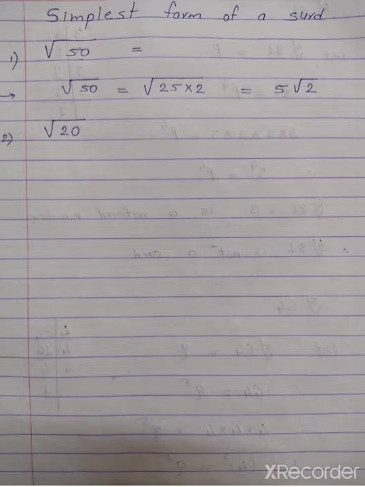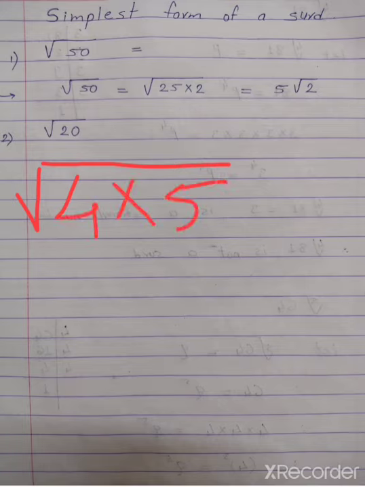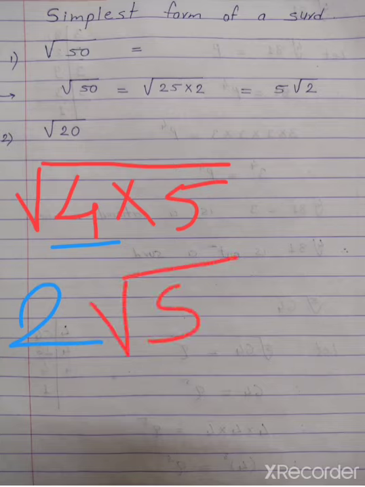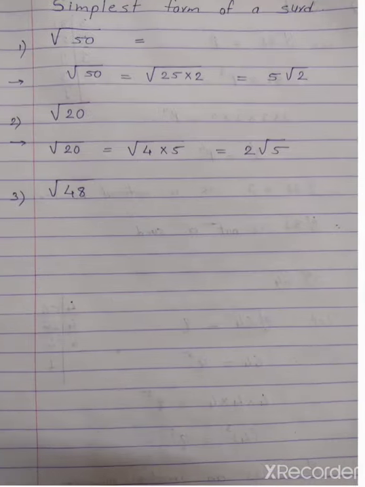Root 20. Here we can factorize this root 20 in the form of 4 times 5, because 4 fives are 20. Next step, take this 4 outside. When it comes out, it will become 2, and in the radical sign, the radicand is 5. So again, this is the answer, or simplest form, of root 20.